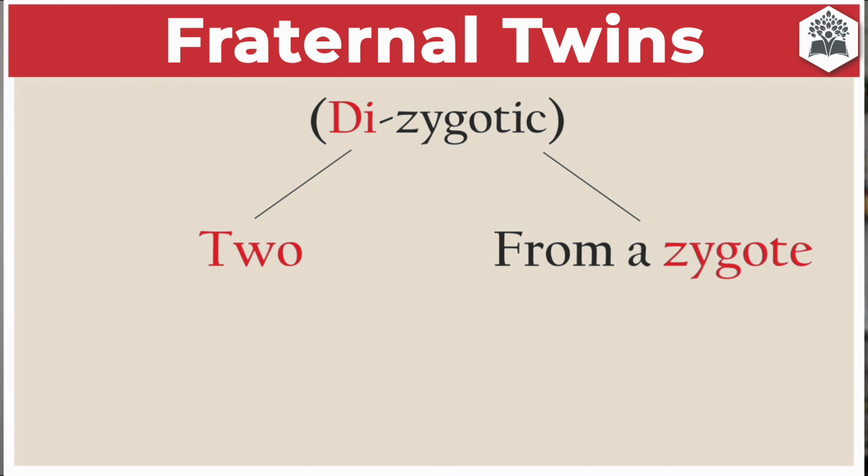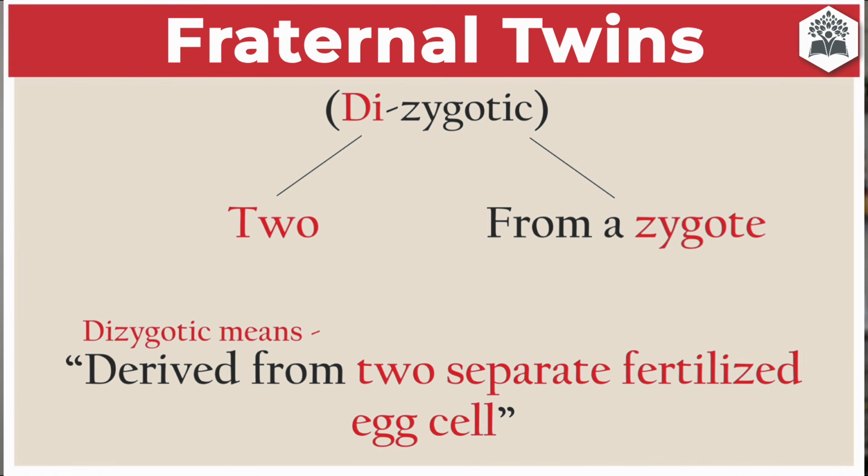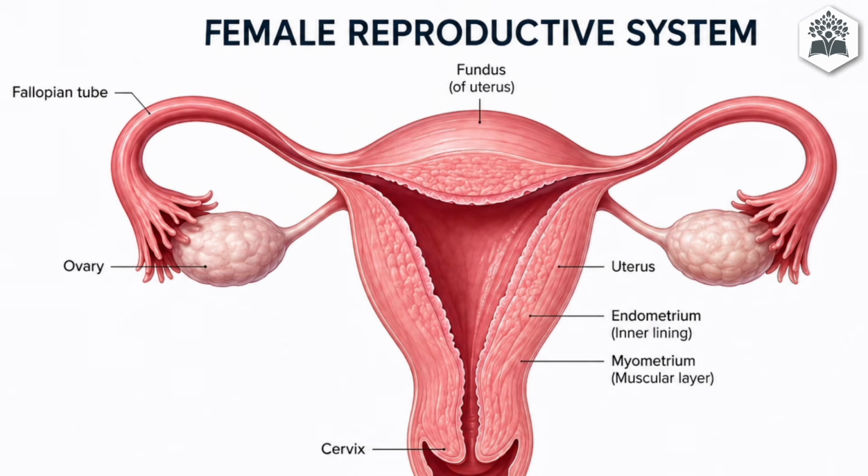Etymologically, the term is derived from di, meaning two, and zygotic, meaning from a zygote. So the term dizygotic twins combines Greek roots to mean derived from two fertilized egg cells. Now this process is different. Sometimes during the same menstrual cycle, the ovaries release two eggs instead of one. Now imagine that two different sperm fertilize those two eggs.